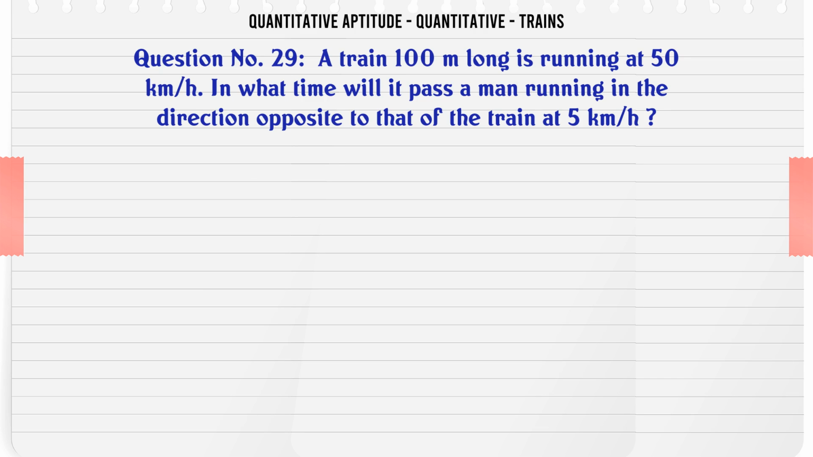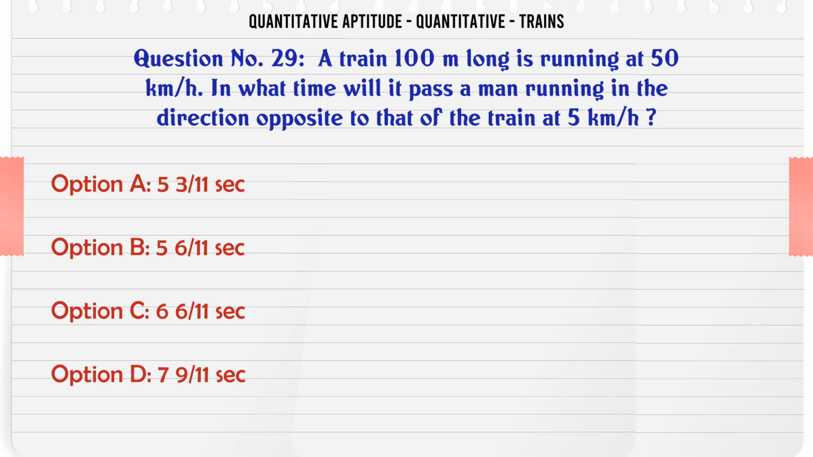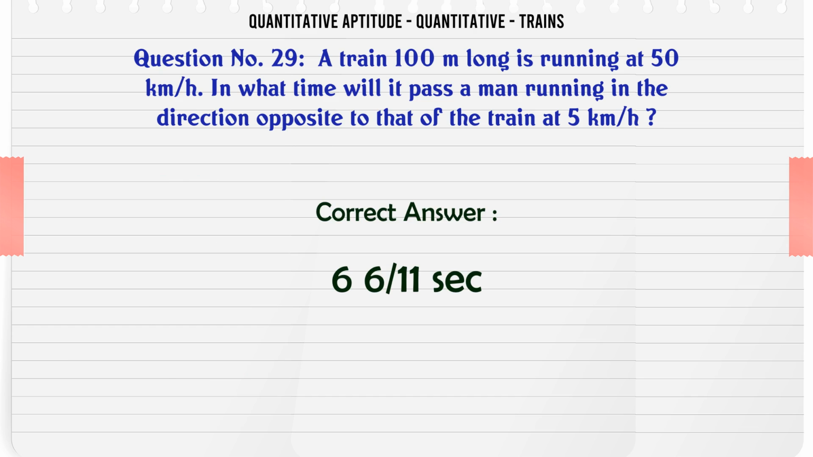A train 100 m long is running at 50 km/h. In what time will it pass a man running in the direction opposite to that of the train at 5 km/h? A 5 and 3/11 sec. B 5 and 6/11 sec. C 6 and 6/11 sec. D 7 and 9/11 sec. The correct answer is 6 and 6/11 sec.